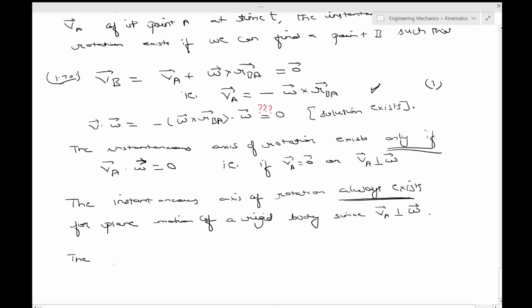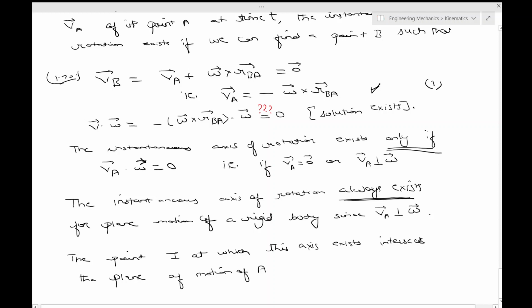The point I at which this axis exists or intersects the plane of motion of A is called the instantaneous center.